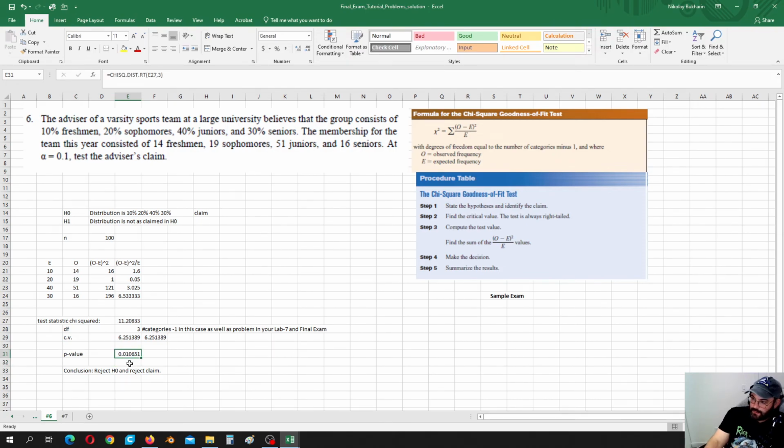As you can see, our p-value is significantly less than our significance level, and we make the same conclusion. We reject H0 and we reject the claim. Okay, so that's it. That's what you need to do in problem number 6 on the exam and in your last lab number 7.